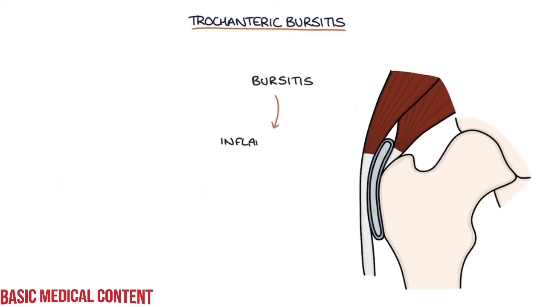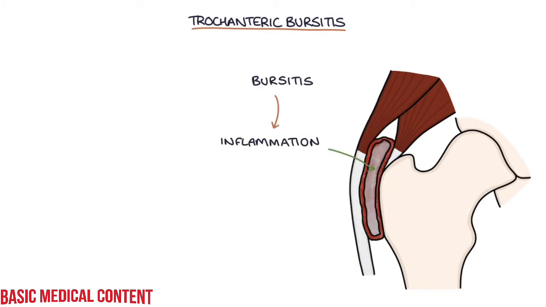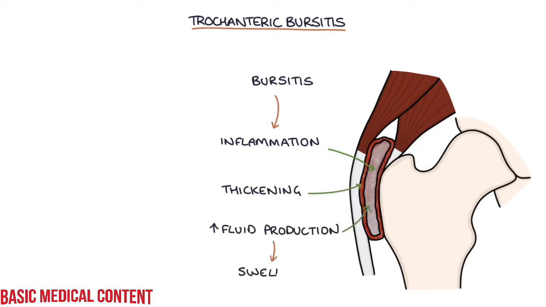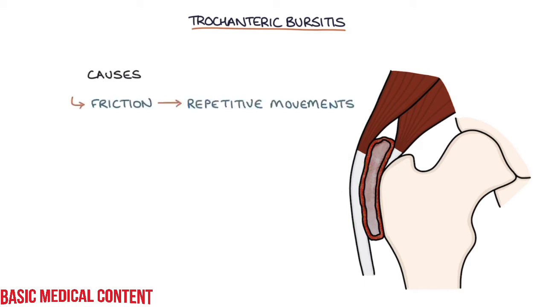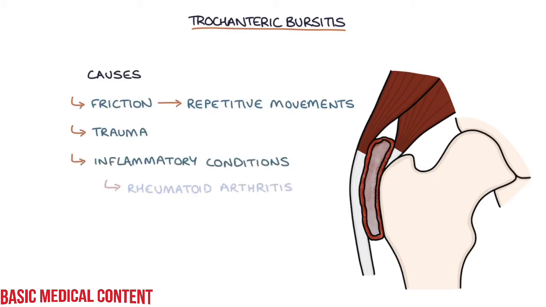Bursitis refers to inflammation of a bursa, and this causes thickening of the synovial membrane and increased fluid production, causing swelling of the bursa. The inflammation can have several causes: friction from repetitive movements, trauma to the bursa, inflammatory conditions such as rheumatoid arthritis, or infection referred to as septic bursitis.